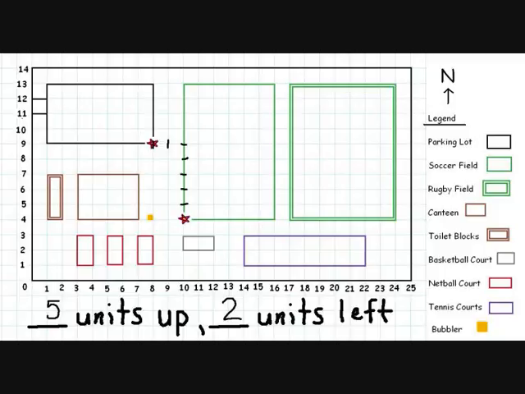Now we don't always have to say the word units if we know how much 1 unit is equal to. So if on this map 1 unit, or 1 square, is equal to 1 meter, then instead of saying 5 units up, we could say 5 meters up. Instead of saying 2 units left, we could say 2 meters left. And that way we could say to go from the bottom of the soccer field to the parking lot, one would have to move 5 meters up and 2 meters left.